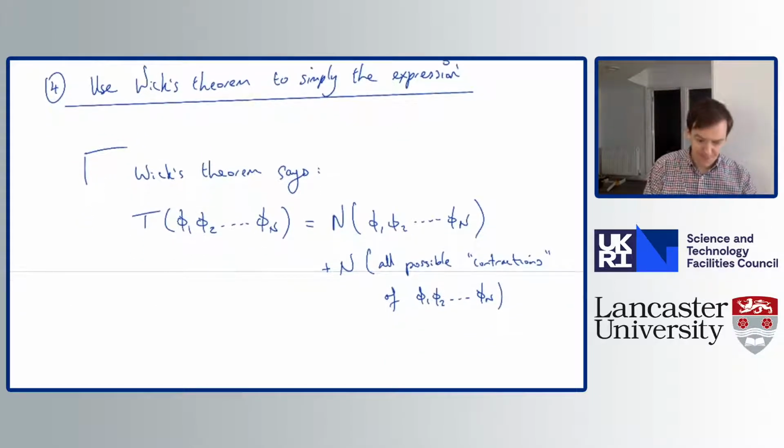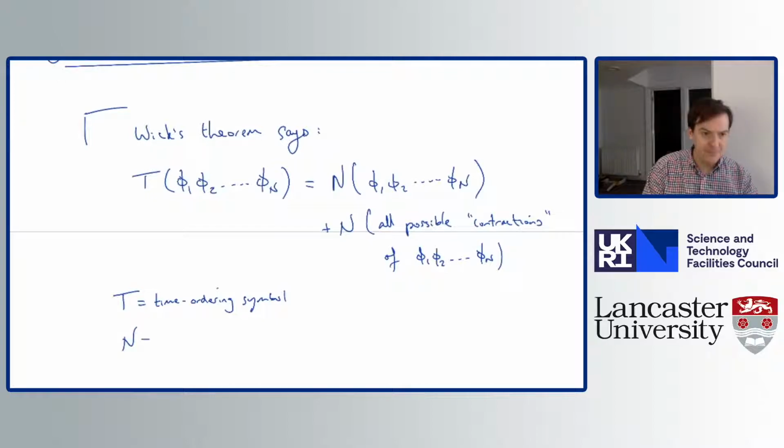Let's make sure that we understand the notation. This T symbol is the time ordering symbol that we've met before, so it moves everything that happens later to the left-hand side, so it'll move all the late things to the left. The normal ordering symbol acts to move all of my annihilation operators to the right. In an expression, all my annihilation operators will go off to the right.